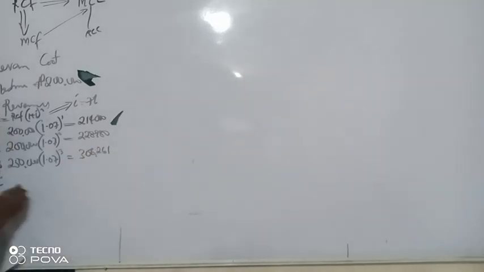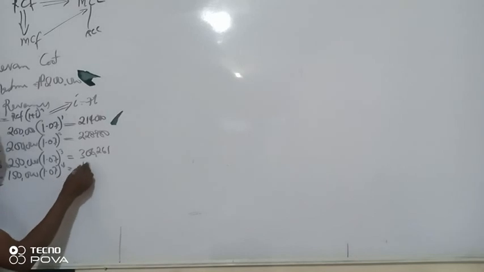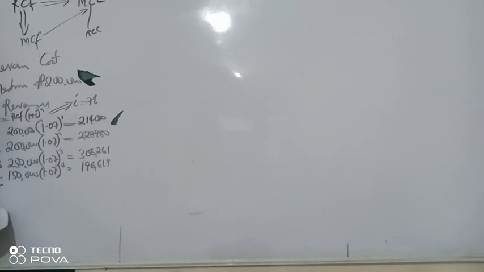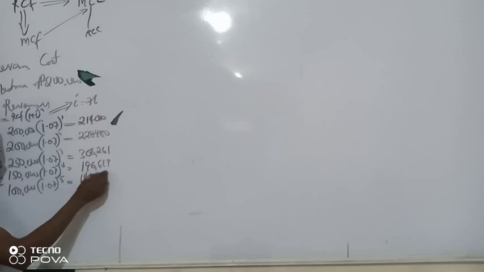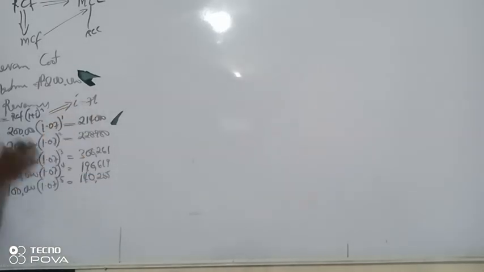That gives 261. Then for year 4, what's the cash flow? 150,000, times 1.07 to the power 4. That gives 196,619. Then for year 5, what's the cash flow again? 100,000, times 1.07 to the power 5, which gives 140,255. So these are our money cash flows for revenue.